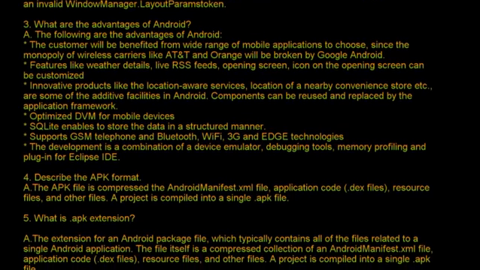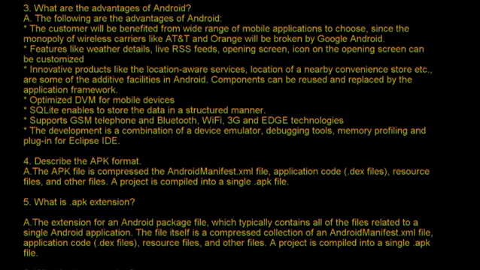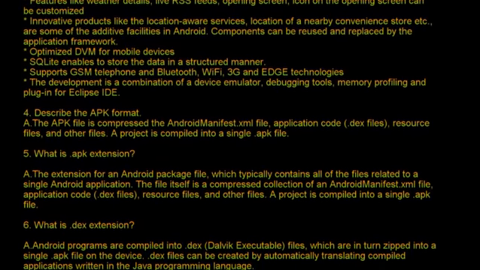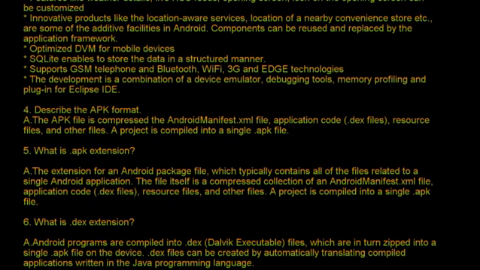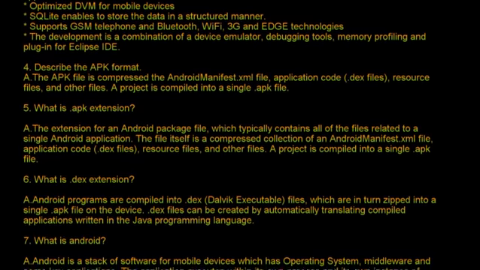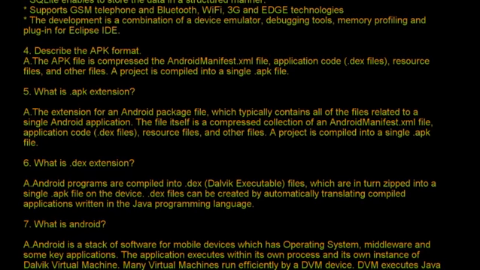4. Describe the APK format. The APK file is a compressed collection of the AndroidManifest.xml file, application code .dex files, resource files, and other files. A project is compiled into a single .apk file. 5. What is the .apk extension? The extension for an Android package file, which typically contains all of the files related to a single Android application. The file itself is a compressed collection of an AndroidManifest.xml file, application code .dex files, resource files, and other files. A project is compiled into a single .apk file.